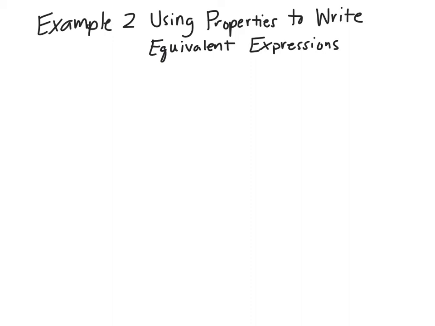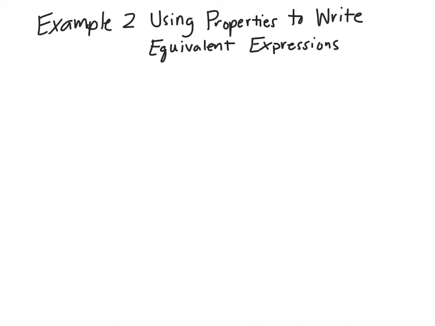Okay, so example 2 is using properties to write equivalent expressions. This is exactly like what we learned on example 1, only there we were dealing with the commutative and associative properties. Now we're going to add in the multiplication properties and things like that. So here we go.